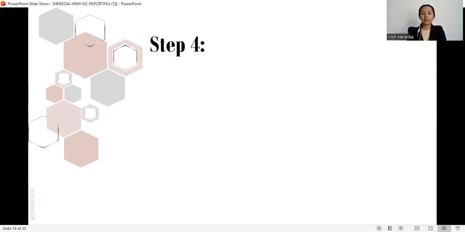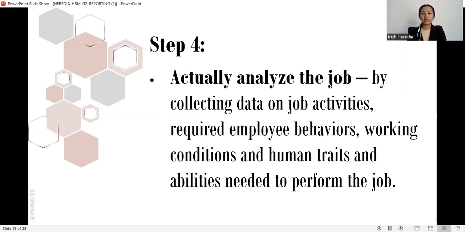Okay, let's move forward to step 4. Actually analyze the job, by collecting data on job activities, required employee behaviors, working conditions, and human traits and abilities needed to perform the job. So in hiring, it is very important to ensure that the one you are hiring is capable of doing the job, because his attributes, his attitudes will affect the way he works and the image of the company. So that is very important.